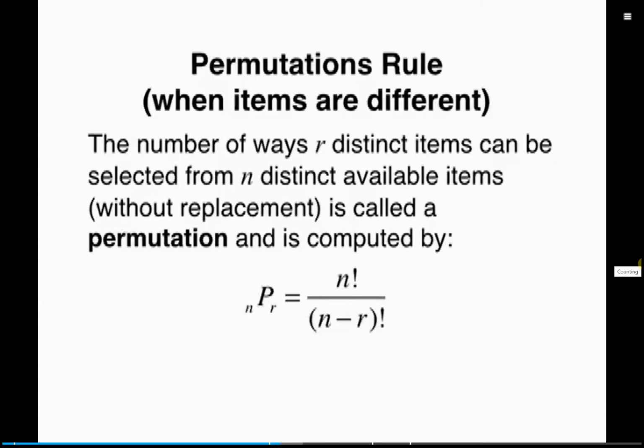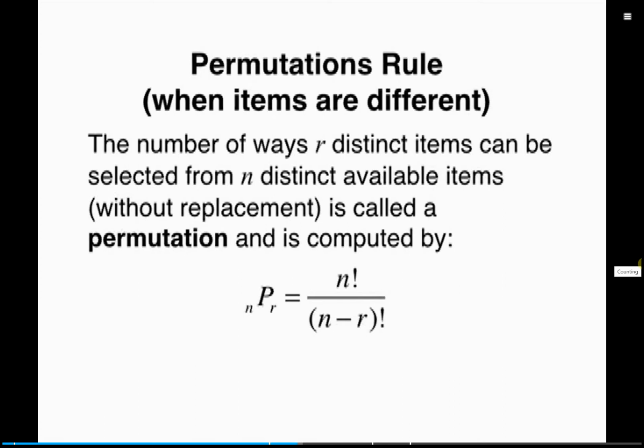And in this case, again, this is assuming the items are different still. We'll get to repeated items later. So assuming that you've got distinct items, then the number of ways r distinct items can be selected from n distinct available items without replacing them, that's called permutations. And so in this case, you've got a total of n items. You want to take them r at a time. What you're calculating is nPr, the permutations of n items taken r at a time. And so that's n factorial divided by (n minus r) factorial.